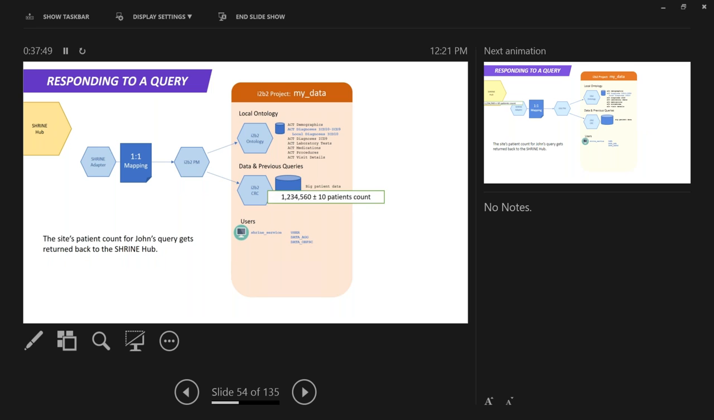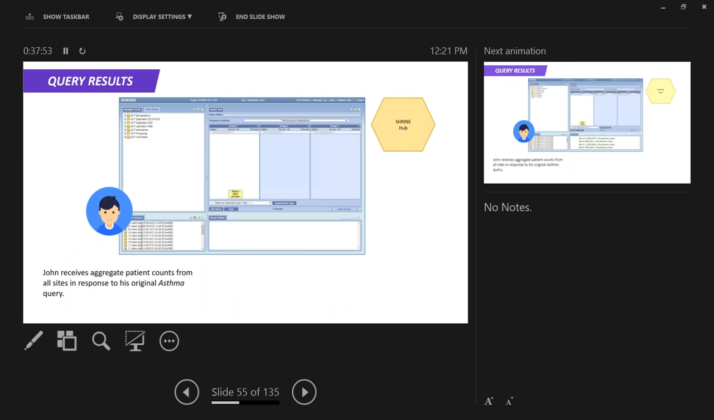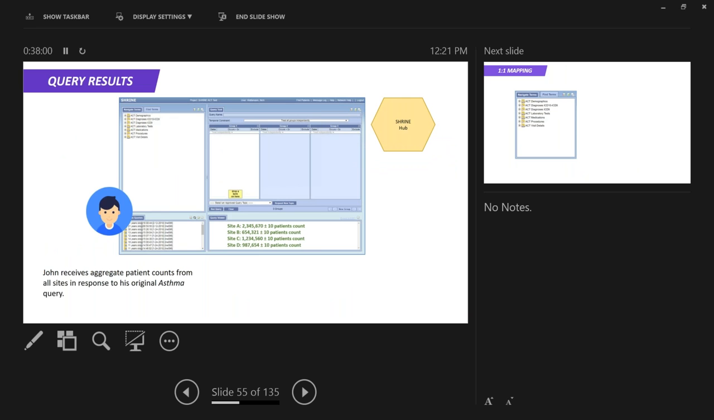That result gets sent back to the Shrine Hub. And on the next slide, you'll see with all the other sites in real time, as we discussed, those results are displayed back to the originating investigator who made the query.